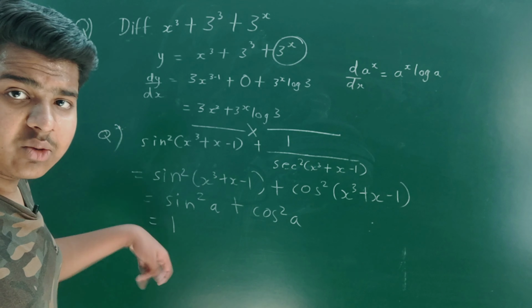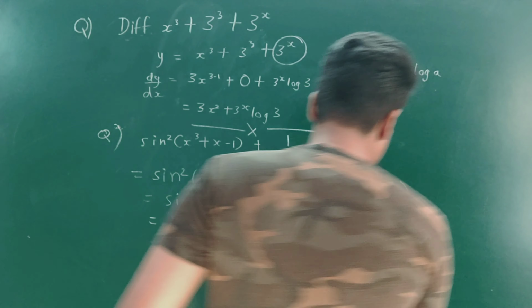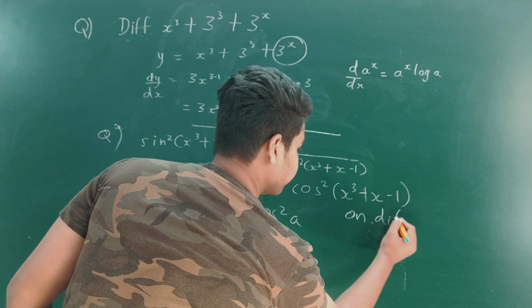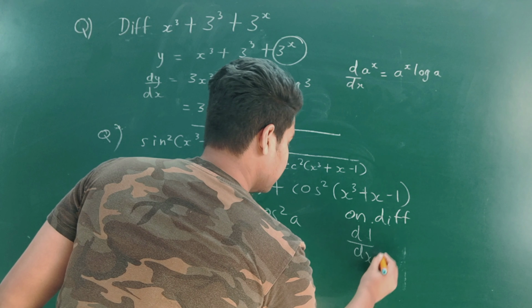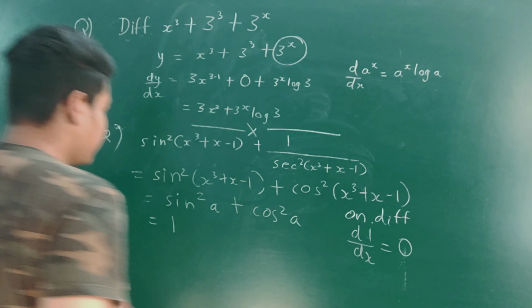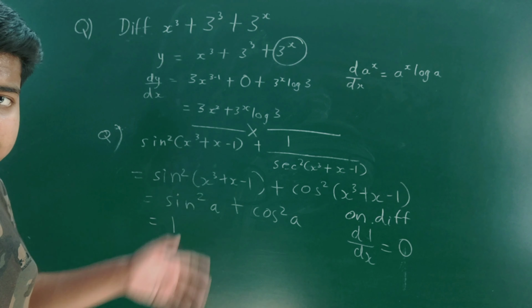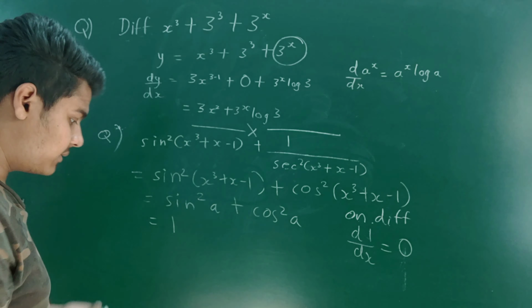Now if I differentiate 1, on differentiating, d(1)/dx equals 0. So the answer to this question was 0. Note it down so that I can erase it and we'll move on to the next question.